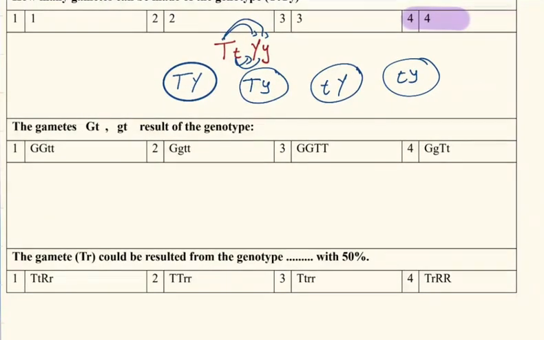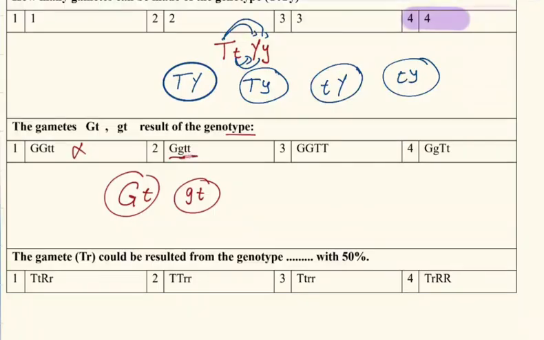Now let's see here. It says the gamete G capital, T small, G small, T small, result of the genotype. Could it result of this one? No, it cannot. Why? Because this will give me gamete G capital, T small only. So this is the only gamete from this one, and this one doesn't exist in this genotype. So this is not correct. Let's see the second one. The G capital, T small, G small, T small.